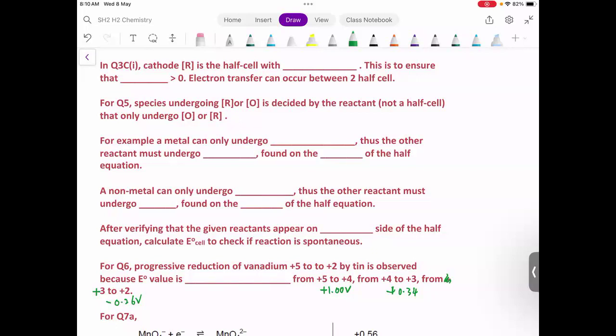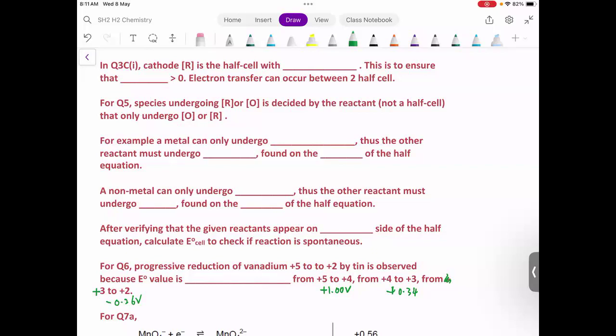So for question 3C part 1, the question right away tells you that you are working with half cells. And I hope you still remember the definition of a half cell. It is a reaction mixture containing an element in two different oxidation numbers. So when two half cells are given to you, you have to decide which one is the cathode first. So what is the thinking process? How do you know which one is the cathode?